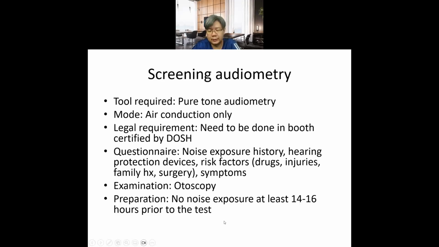For you as a safety and health manager, you have to make sure that workers have no noise exposure for at least 14 to 16 hours prior to the test. Because if you have noise exposure, definitely you will get an abnormal result. So make sure they are at rest for around 14 to 16 hours. At rest means no noise exposure, so that you don't get a false result.